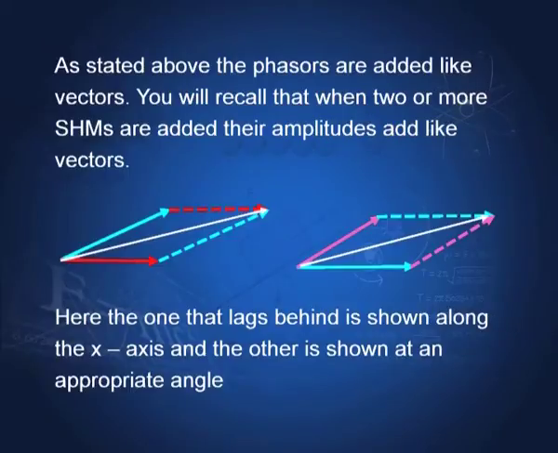You will recall that when two or more simple harmonic motions are added, their amplitudes add like vectors. So, for this one, red and blue, the phasors are like this. The red is like this and blue is ahead of it by a certain phase, and we can find the resultant. Here the magenta is ahead of the blue by a certain phase angle, and therefore, we represent blue like this and the magenta at an angle theta, and again we can add them vectorially and find the amplitude, which is the result of these two.